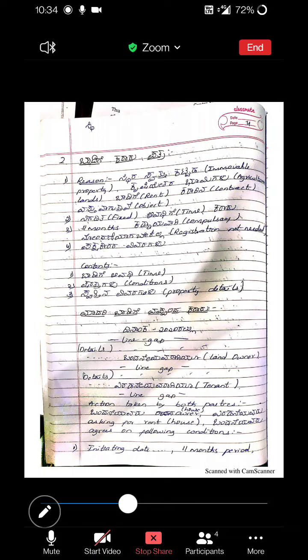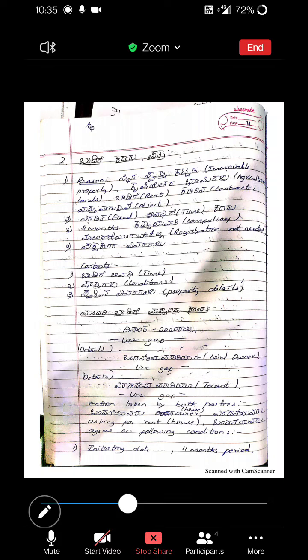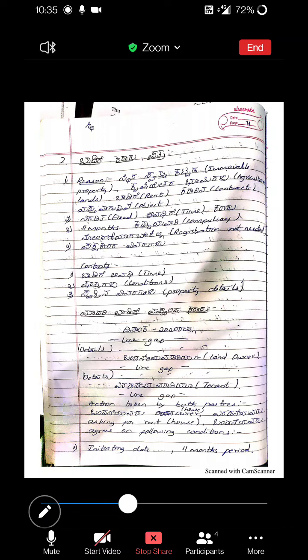So the reason, why do we write this letter? Immovable property, buildings, non-agricultural lands, agricultural lands, and rent are the objects of the contract. If you are giving someone a home on rent, or agricultural land on rent, or any immovable property on rent, then you have to write this type of letter, ಬಾಡಿಗೆ ಕರಾರು ಪತ್ರ.